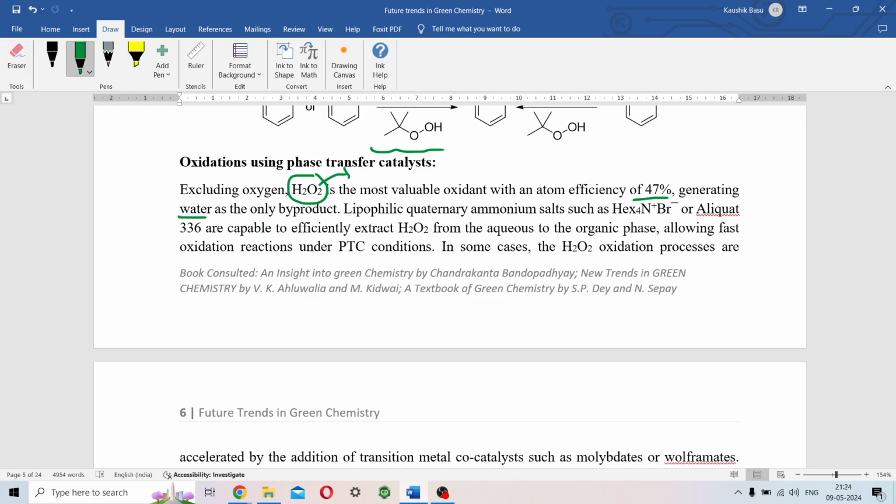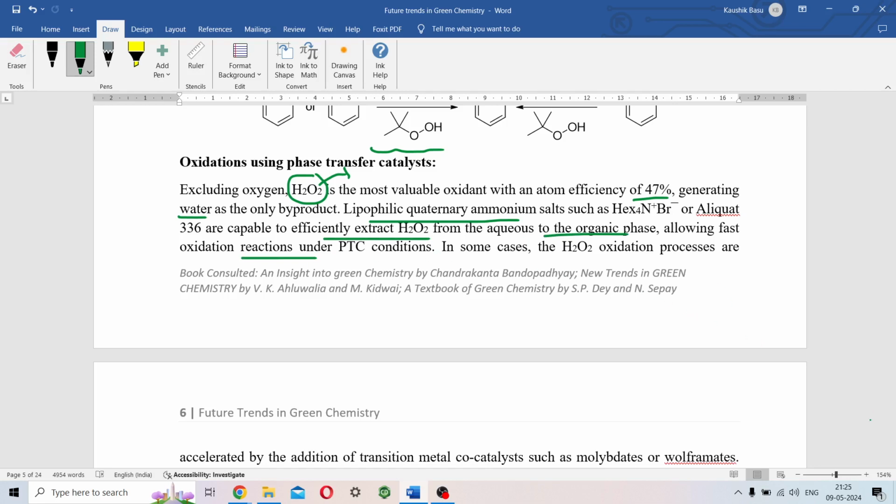If we take a lipophilic quaternary ammonium salt, such as a nitrogen attached to 4 N-hexyl groups, definitely with a formal positive charge on it, being counterbalanced by a bromide, or something known as Aliquat 336, which is also a phase transfer catalyst, these salts are capable of efficiently extracting H2O2 from the aqueous to the organic phase, which eventually allows fast oxidation reactions under PTC conditions.